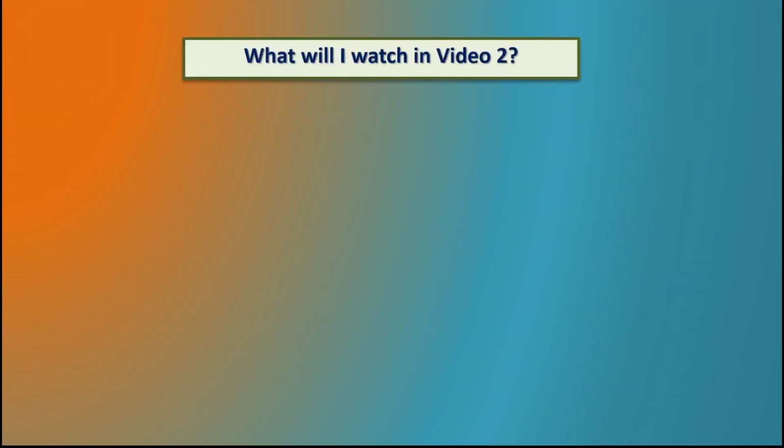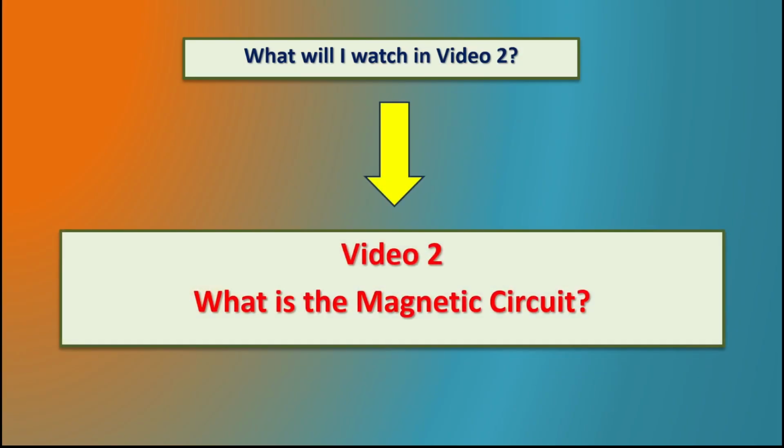So in this video, we covered an introduction to magnetic circuits and why we need them, and we started looking at the magnetic field and how to form it. If we have a current-carrying conductor or a permanent magnet, we can have flux lines based on the direction of the current. So what will I watch in video number 2? In video number 2, we are going to cover what the magnetic circuit itself is. See you in the next video.